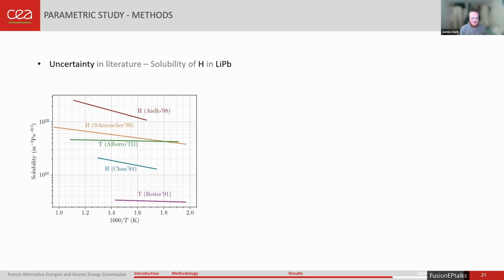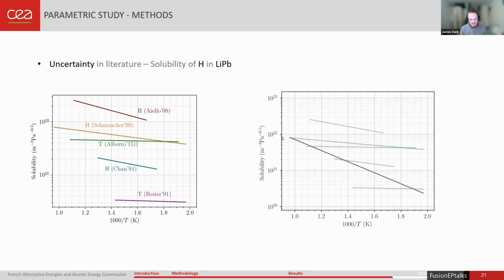But the problem is, with the solubility of hydrogen in lithium lead, there's such diversity across the literature. It means basically, depending on which reference you use, your results could completely change. For example, this is the solubility of hydrogen in Eurofer that we use in this work. So depending on which reference you use for your solubility of hydrogen in lithium lead, at various different temperatures, your hydrogen could be more soluble in your Eurofer or less soluble.